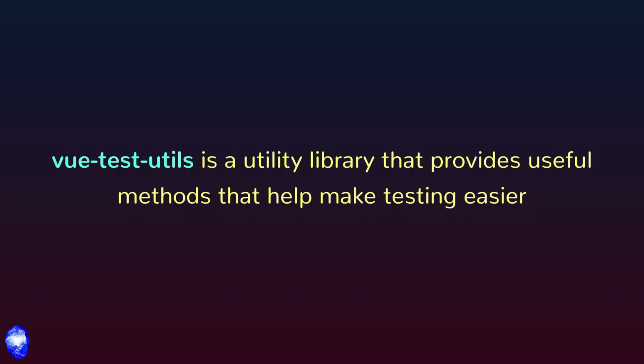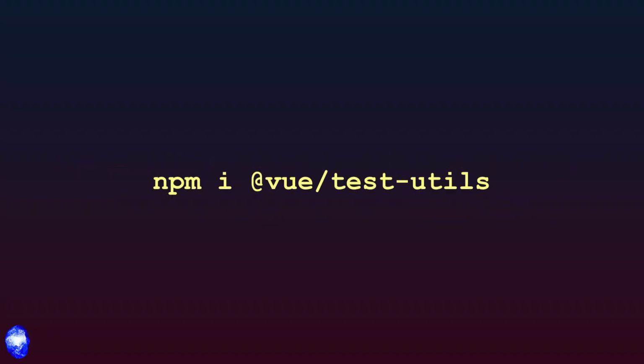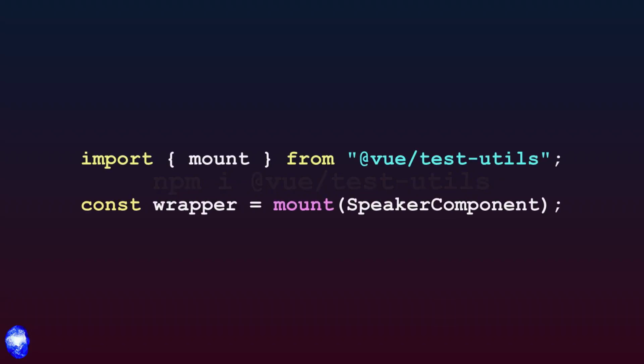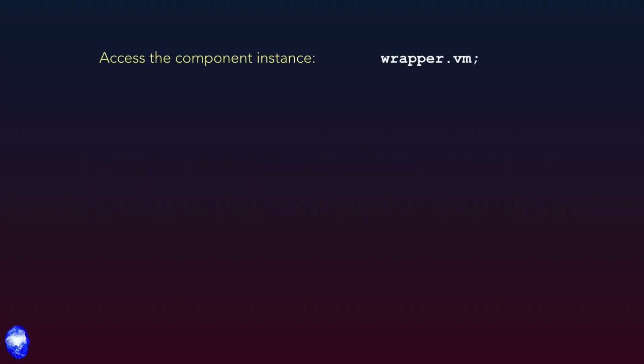The vue-test-utils library is a utility library that provides useful methods that help make testing easier, right? Since it's an external library, it needs to be introduced, and once available, oftentimes in our test files, we can import the functions that we need to help mount our components in our tests. So for example, we can import a mount function that can be used in our test files to mount a potential component we can create, let's say a speaker component, and create this wrapper. What is this wrapper? This wrapper is a mounted version of this component that provides a series of useful methods and utilities to help assert what we're looking for.